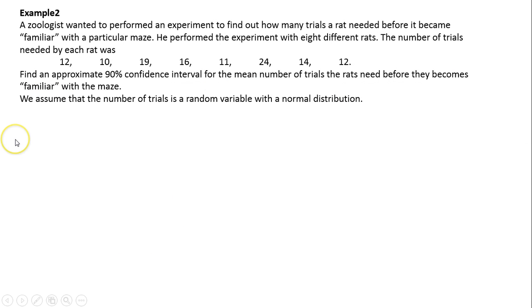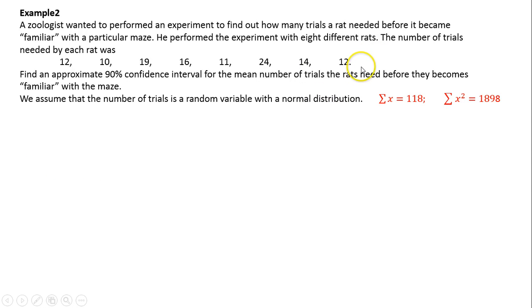Example 2. A zoologist wanted to perform an experiment to find out how many trials a rat needed before it became familiar with a particular maze. He performed the experiment with 8 different rats. The number of trials needed by each rat was those values there. Find an approximate 90% confidence interval for the mean number of trials the rats needed before they became familiar with the maze. We assume that the number of trials is a random variable with a normal distribution.